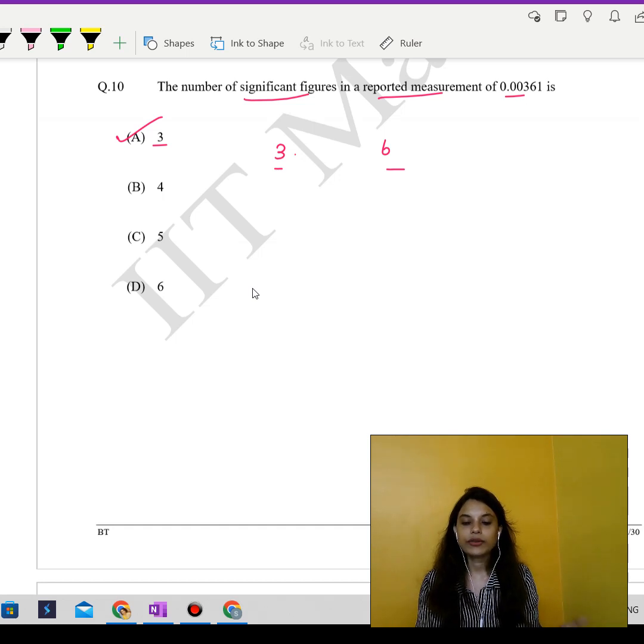However, since the number is written in decimal form, we also need to consider the leading zeros. Leading zeros are generally not significant unless they are between a decimal point and a non-zero digit. In this case, the leading zeros are not between the decimal point and a non-zero digit, so they are not significant. Hence, the final answer is 3 significant figures, that is option A.